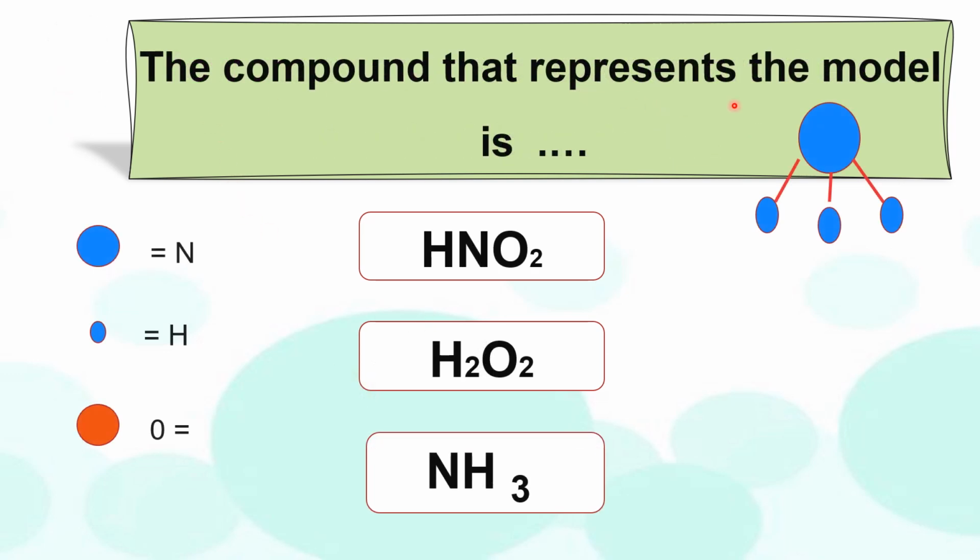The compound that represents the model is this model. The answer: HNO2, H2O2, or NH3. You can see this blue circle, this big and this small, and this big red circle. This is nitrogen, hydrogen, oxygen. The answer is NH3. This is ammonia: N is nitrogen, and there are 3 hydrogen atoms.